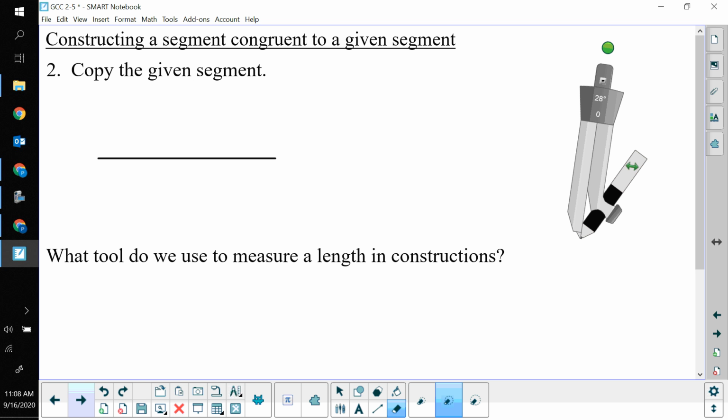So if we move to the next page, page 26, the first one we're going to show you is how to construct a segment of a given length. So you need your compass and also a straight edge. Again, you can use the cover of your calculator if you want, or some other straight edge. Now we say a straight edge because if you use a ruler, we're not using the measuring aspects of the ruler. When we do constructions, we always measure the length with the compass.